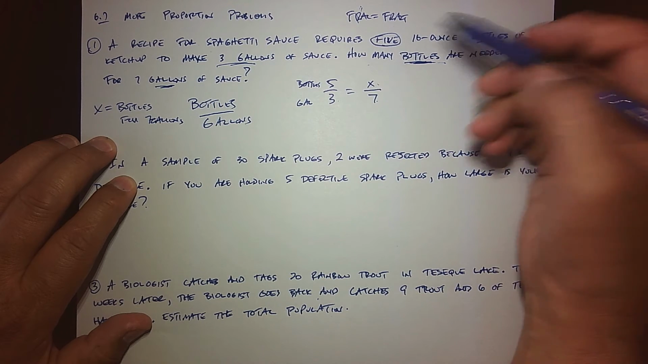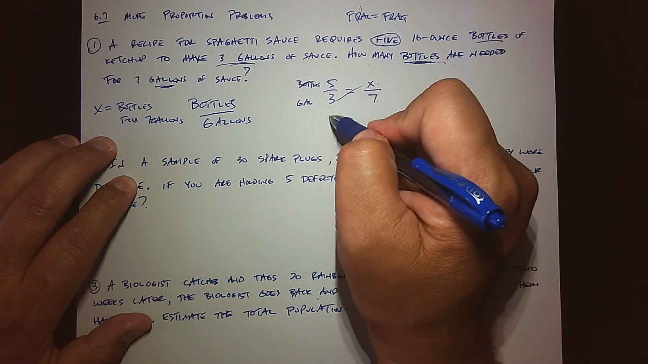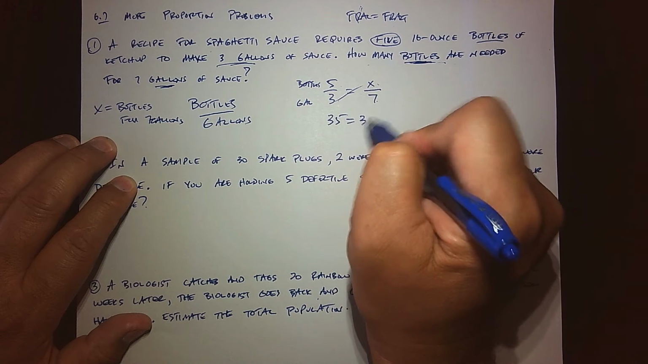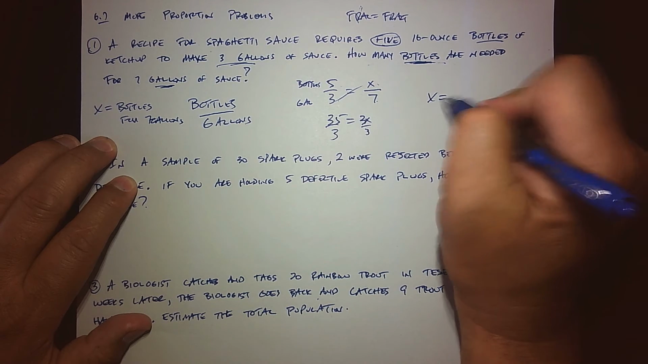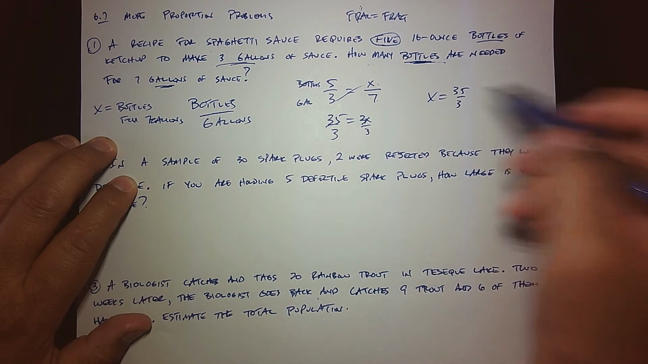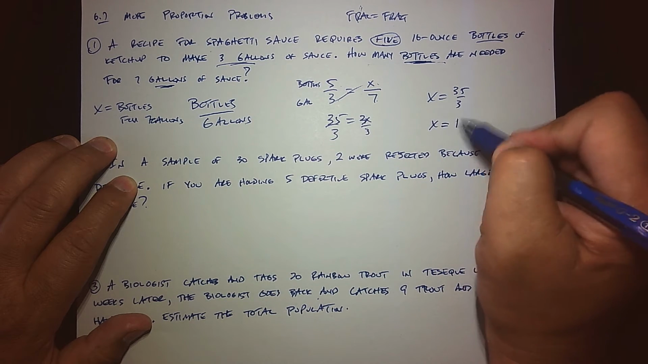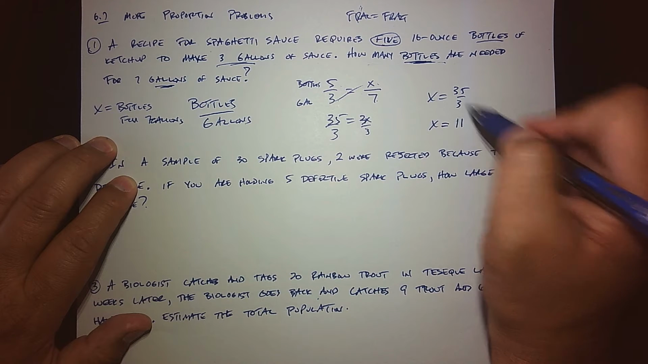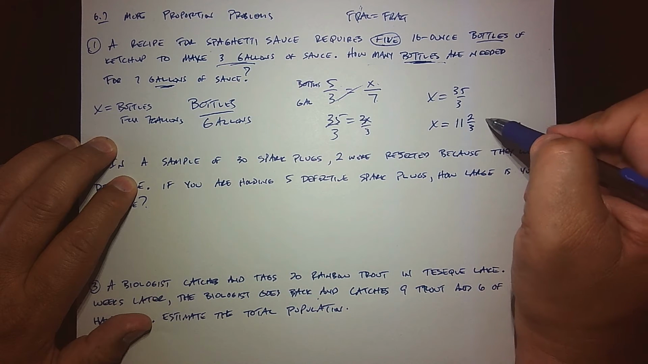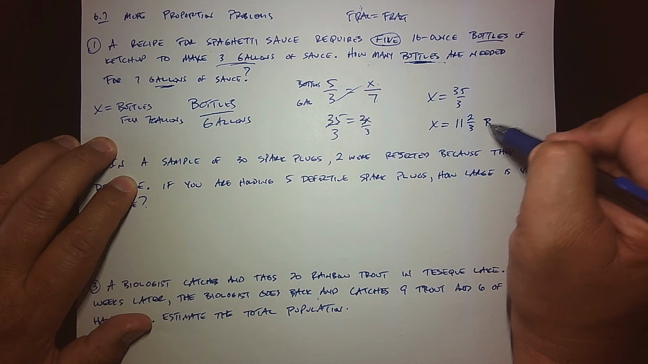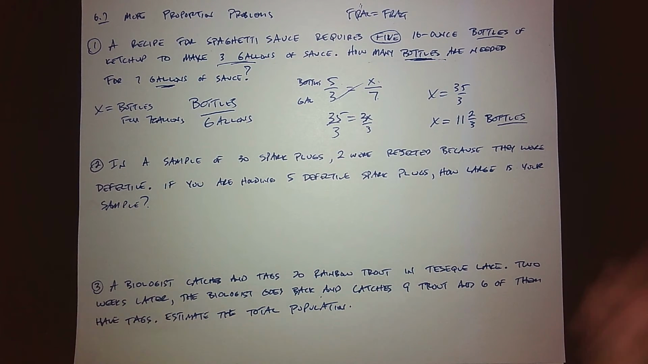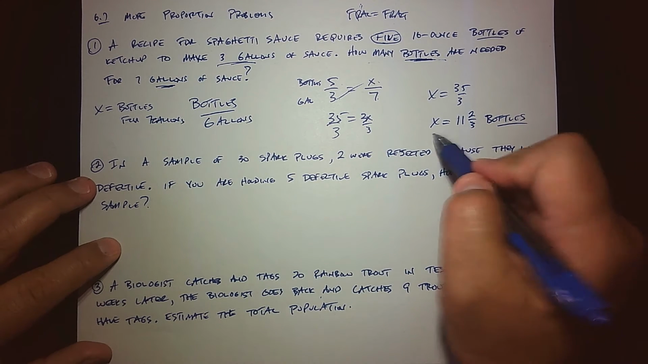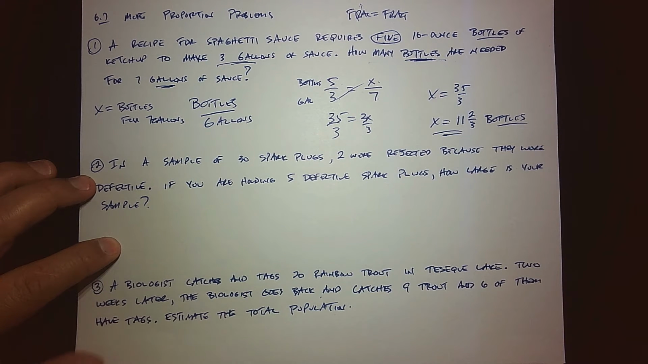I have my unknown. To solve, we cross multiply, and we get 35 equals 3x. Do a quick division, and it looks like x is 35 over 3. And I think 3 goes into there 11 times with a remainder of 2. So how many bottles will we need? 11 2/3 bottles. Of course, maybe at the store we actually buy 12 and we just don't use 1/3 of the other, or whatever the case might be. But there's the problem. So 11 2/3 bottles are needed.